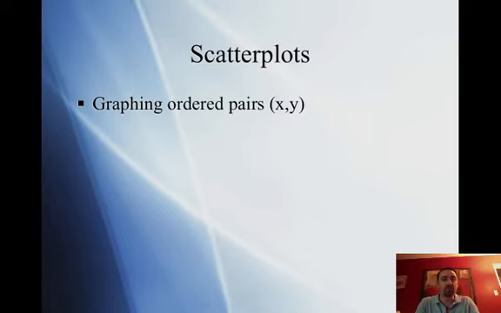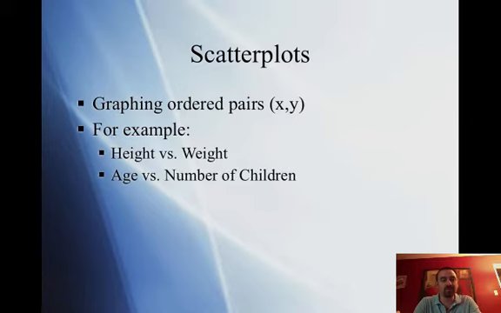First of all, a scatterplot is graphing ordered pairs. Early on, I asked people if they understood what a dot plot was, and many people confused dot plots with scatter plots. So in AP statistics, a scatter plot is a graphing of ordered pairs. Things like height versus weight, age versus the number of children, that sort of thing.